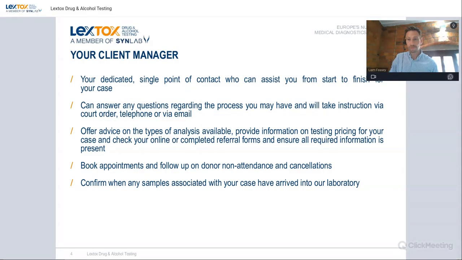Okay, so we'll just see if Sammy can take herself off mute to talk through this section. No, I don't think that's possible. So I'll go through this.